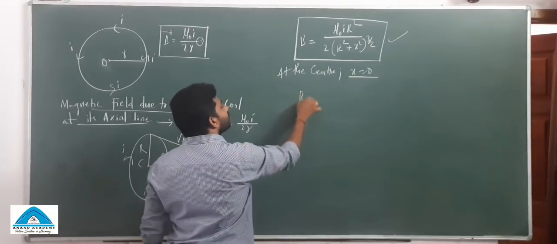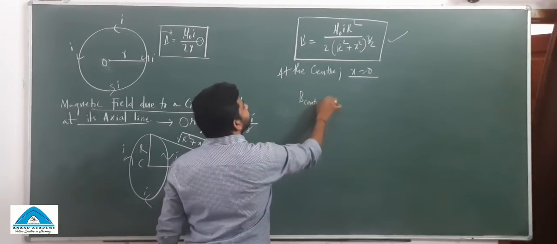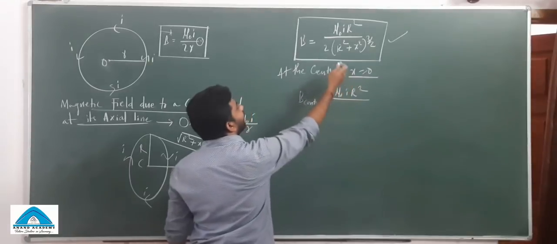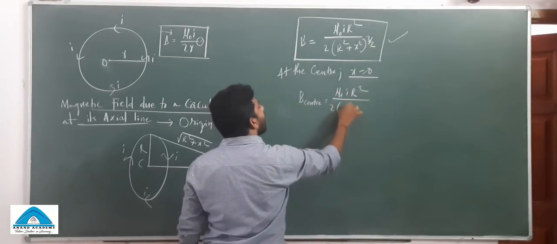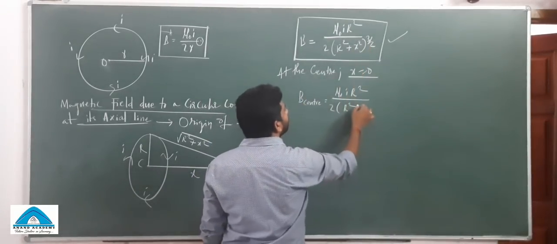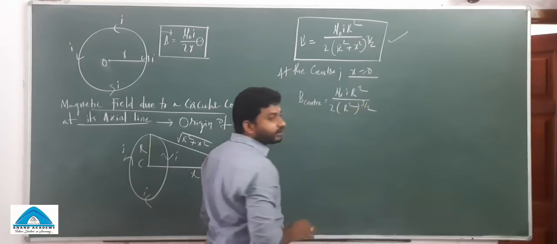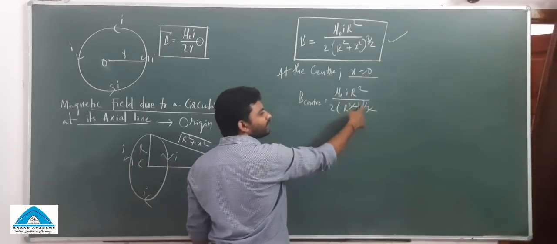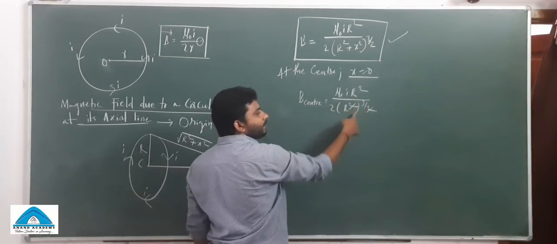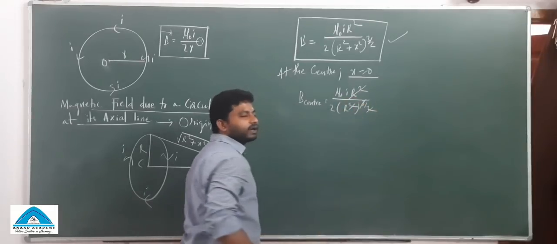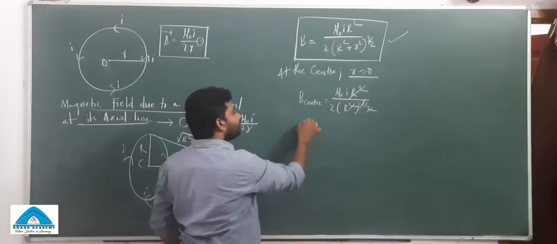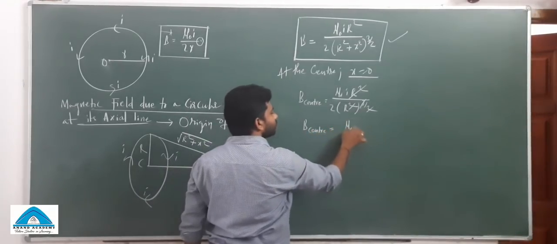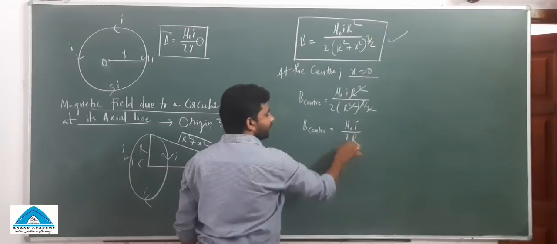So that will be B suffix center is equal to mu naught I r square divided by 2 into (r square plus x square), where x square will be 0, so r square, all to the power 3 by 2. And you see the 2 stays. What remains is r cube, and on top is r square. R square by r cube: this r square and r square cancel, r remains. So the magnetic field at the center is equal to mu naught I by 2r.